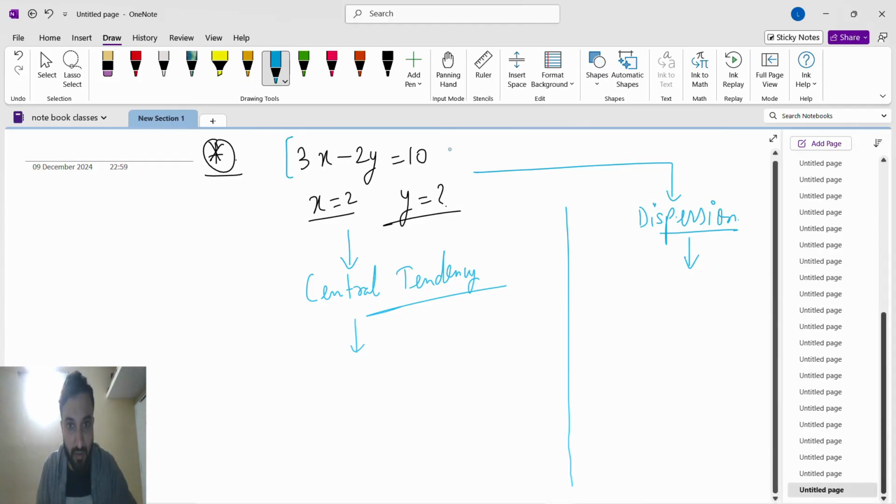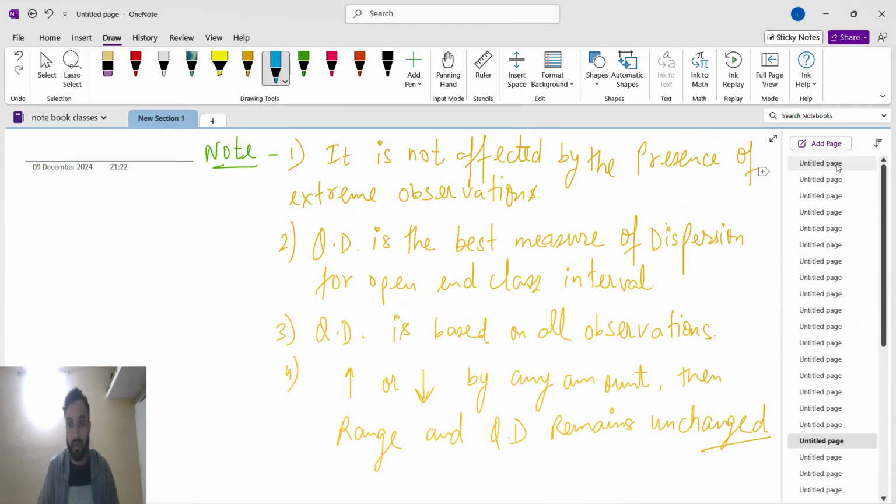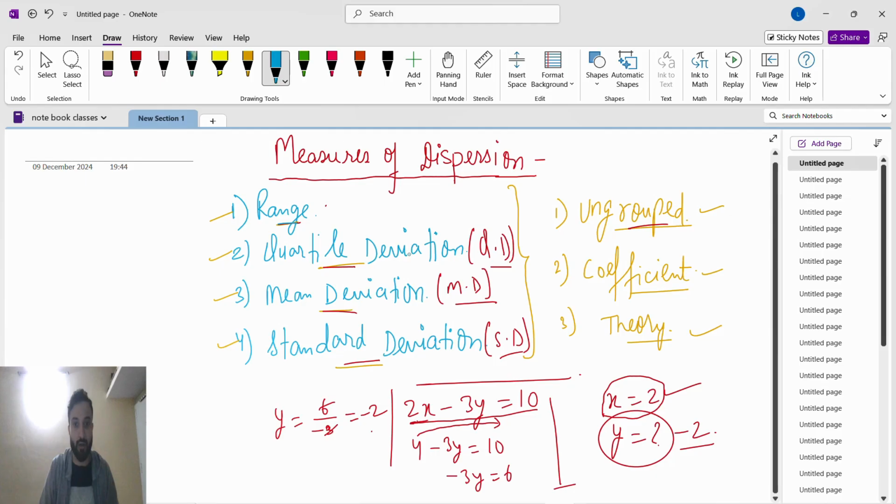If the equation is given and they give the value of one variable, you have to find the value of the other variable. Okay, now we have to see the word. If the word is given as range or deviation, then we are going to use this dispersion method. Because you can see here, in this chapter we are studying range, quartile deviation, mean deviation, standard deviation.